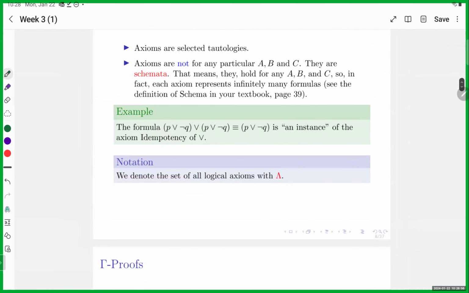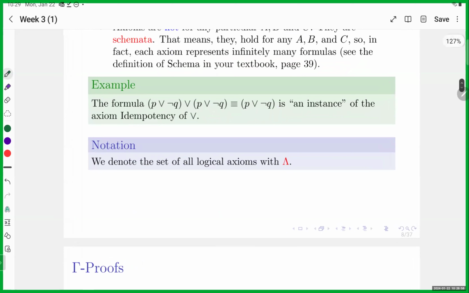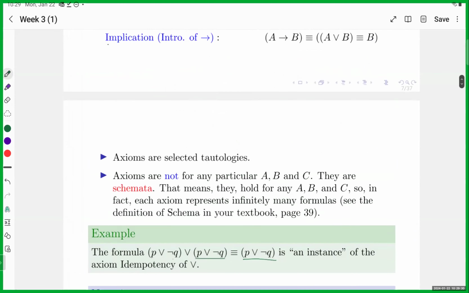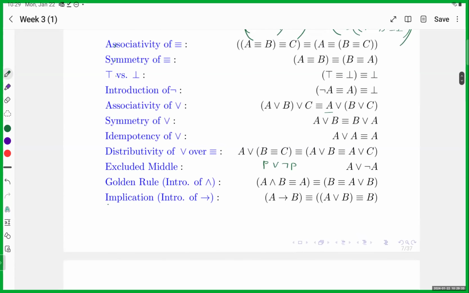Any questions? So here I have another example, this formula that says P or negation of Q or P or negation of Q is equivalent to P or negation of Q. This is an axiom because it's an instance of the idempotency of disjunction, right? So we're going to talk about the instances. All the instances of these axioms are going to be axioms.